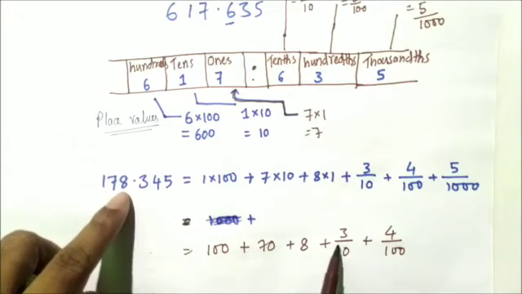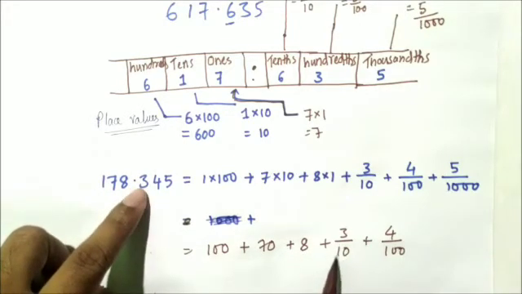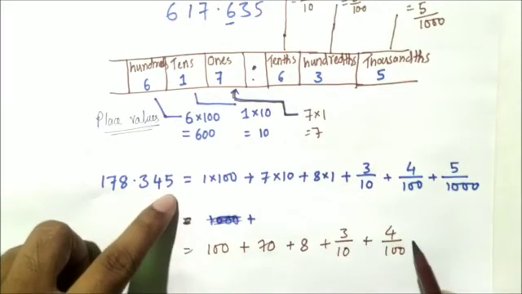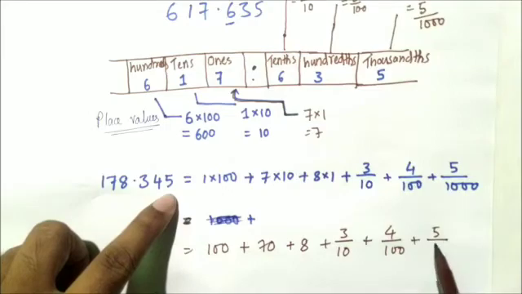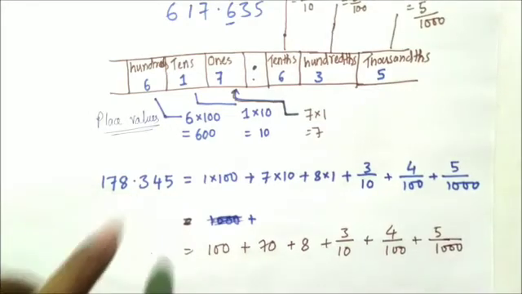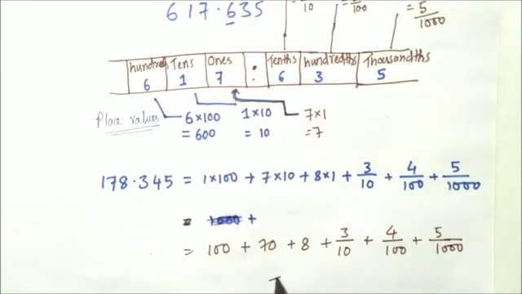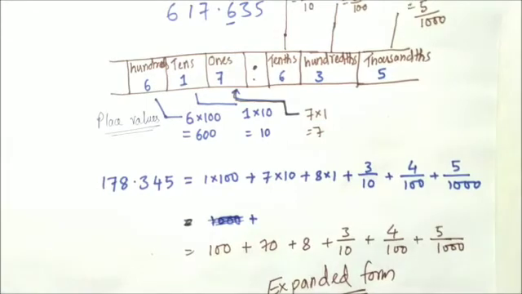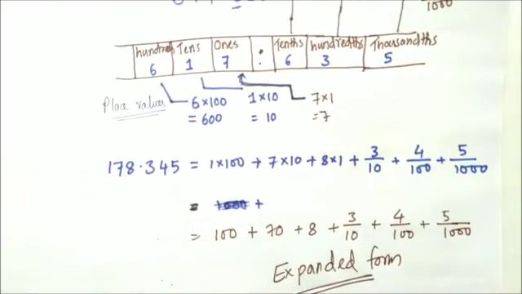And this 3 is placed at the tenths place, so 3 by 10. 4 is placed at the hundredths place, so 4 by 100. 5 is placed at the thousandths place, so 5 by 1000. So this is the expanded form. This is called expanded form, right?